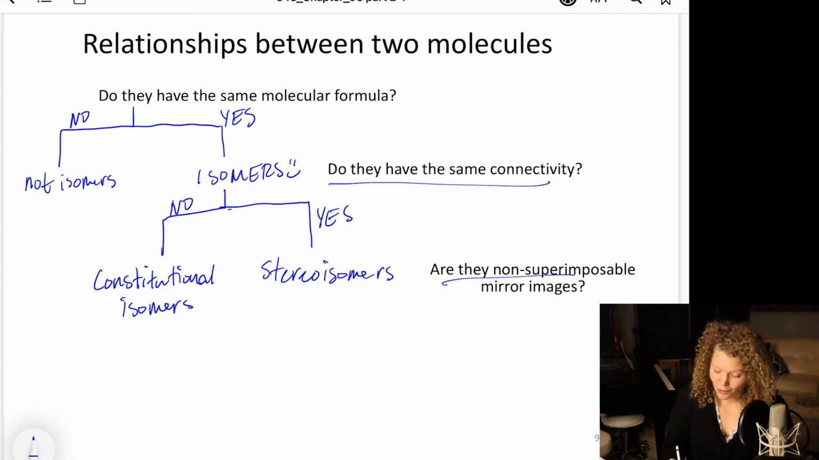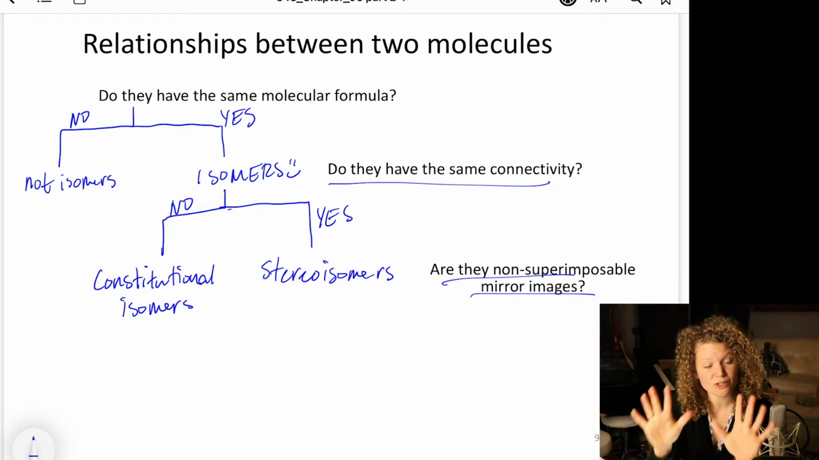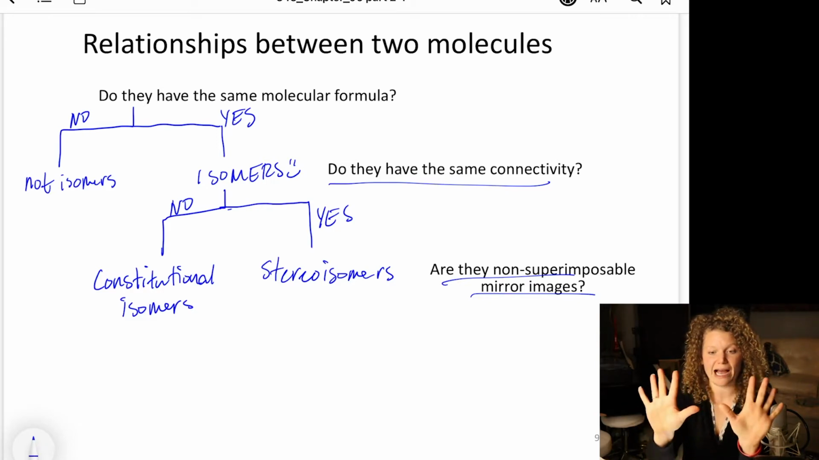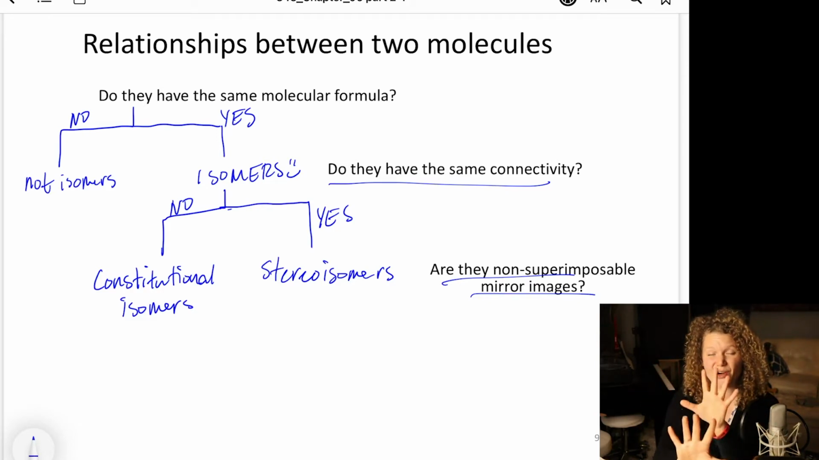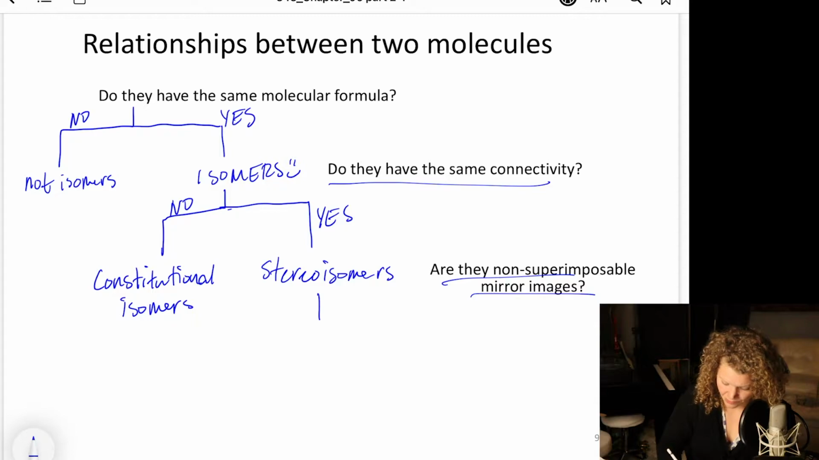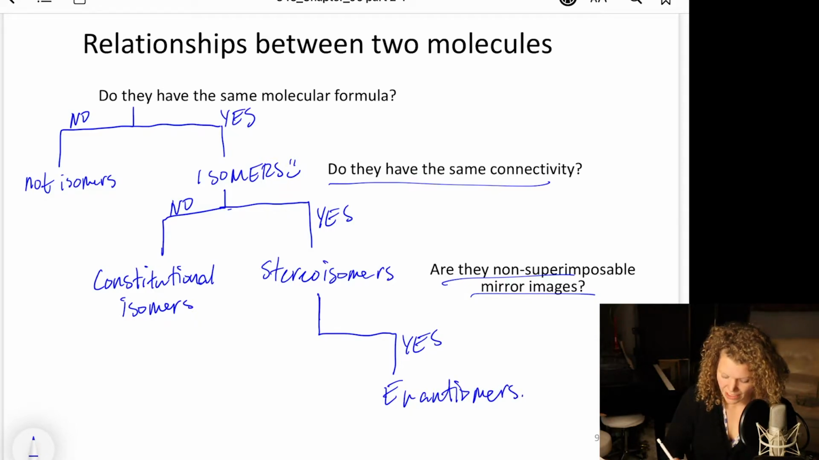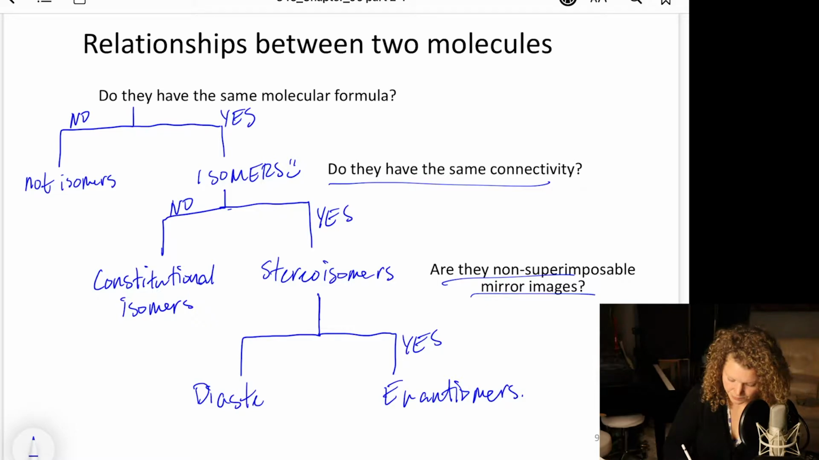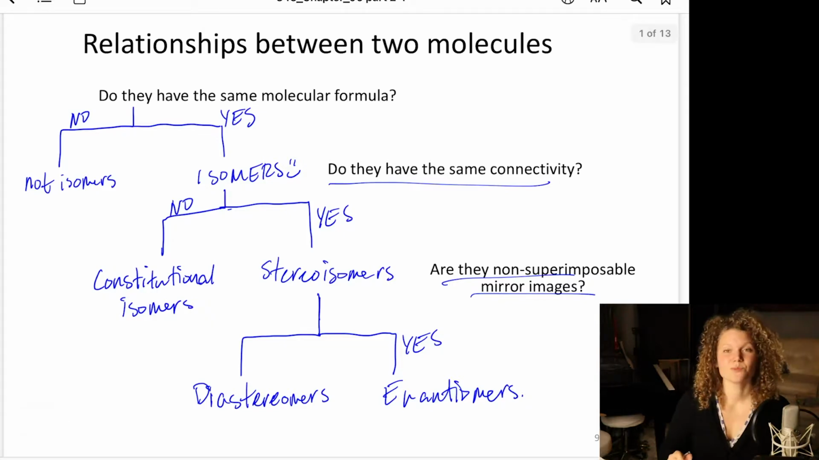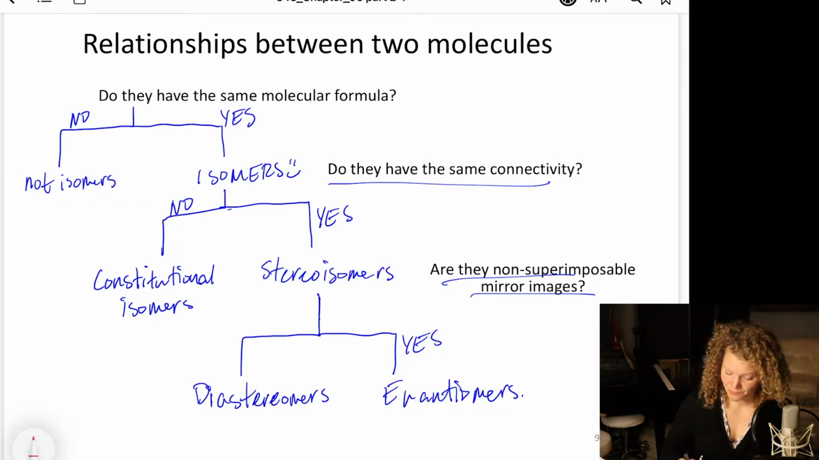Now the question is, are they non-superimposable mirror images of each other? Remember our hands, we've talked about our hands being chiral. They are mirror images. However, when I try to put one over top of the other, they are non-superimposable. If that's the case, this is where we get what's called enantiomers. So yes to that would give us enantiomers. And in this video, we're going to explore more about diastereomers. Let's first dive into enantiomers.